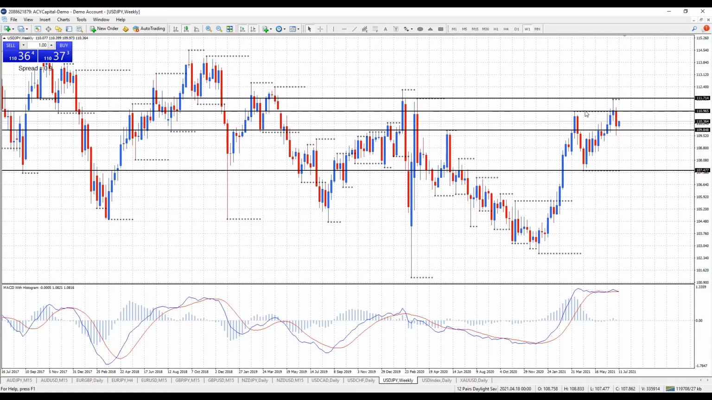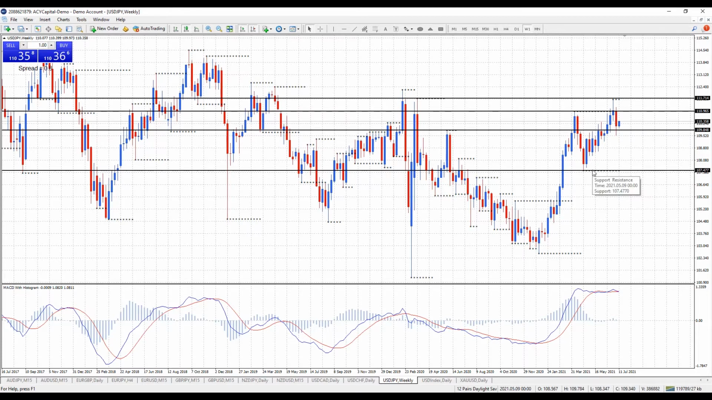So this resistance top here is at 110.96, and this one up here is at 111.71. So we have a band of resistance that we've moved into, we failed and moved back out of and moved down. And then weekly support is from this top here, so that's at 109.84, and you can see we're just sitting in between weekly support, weekly resistance, and further support down here.